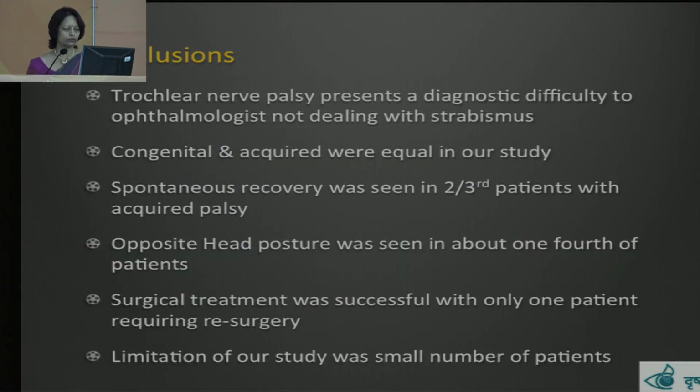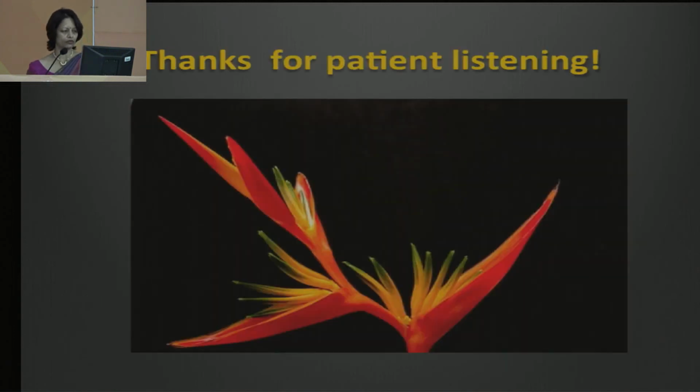So to conclude, trochlear nerve palsy presents a diagnostic difficulty to ophthalmologists not dealing with strabismus. Congenital and acquired were equal in our study. Spontaneous recovery was seen in about 60% of cases of acquired palsy. Opposite head posture was seen in about 1/4 of patients. Surgical treatment was successful with only one patient requiring resurgery. The limitation of the study was the small number of patients. And thanks for a patient listening.